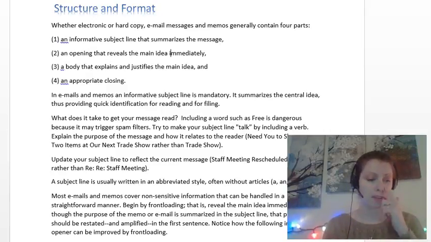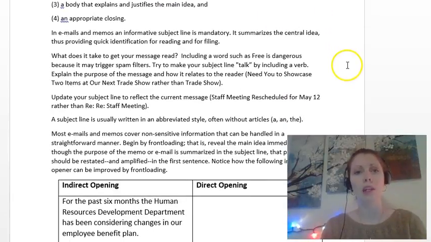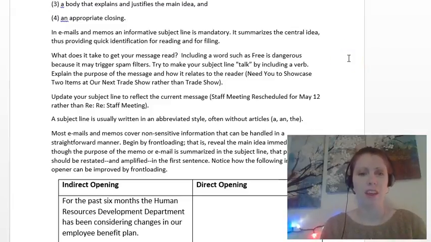All right, so in email messages, as I've said, subject line, gotta have it. There's nothing more frustrating than getting an email, even from your best friend, with no subject line. You're like, what do you want? So some emails without subject lines might get deleted. So you don't want to risk the person not reading your message, especially if it's important. So include subject lines. So what does it take to get your message read?